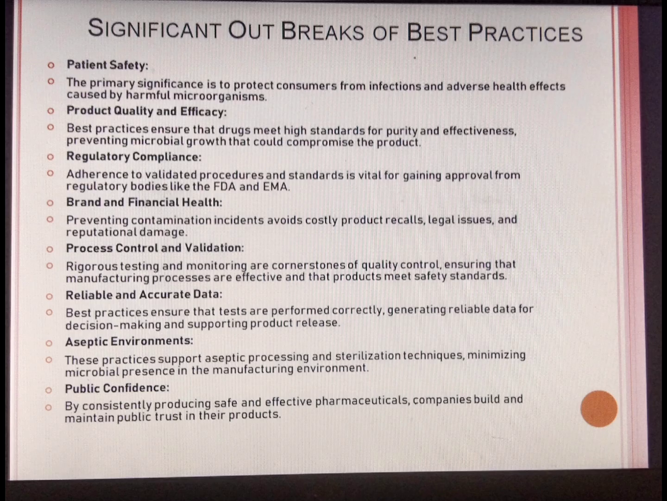Reliable and accurate data. Best practices ensure that tests are performed correctly, generating reliable data for decision making and supporting product release. Aseptic environment. These practices support aseptic processing and sterilization techniques, minimizing microbial presence in the manufacturing environment. Public confidence. By consistently producing safe and effective pharmaceuticals, companies build and maintain public trust in their products.